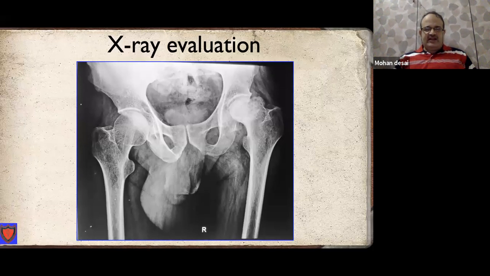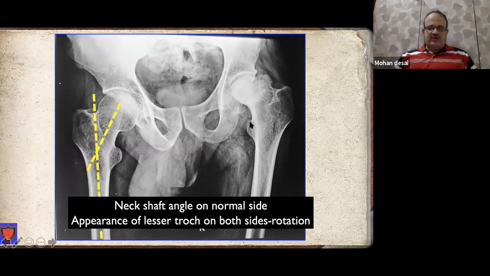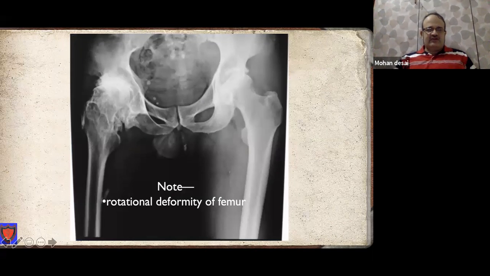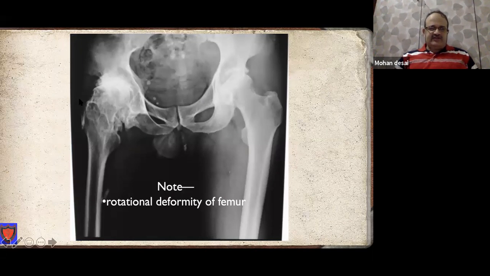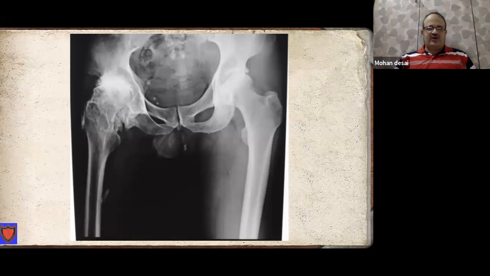So for example, in a case like this, the neck shaft angle on the normal side you can calculate, and you see the appearance of the lesser trochanter on both sides. That will tell you if the rotation is okay or not. Otherwise, you can go wrong. For example, in a case like this, the femur on the right side appears like a lateral X-ray. So there is an excessive rotational deformity. The lesser trochanter is prominent. That means there is an external rotation deformity. Okay, so here you need to take the X-ray in proper rotation, as I told you, by turning the patient. Otherwise, your templating can go wrong.